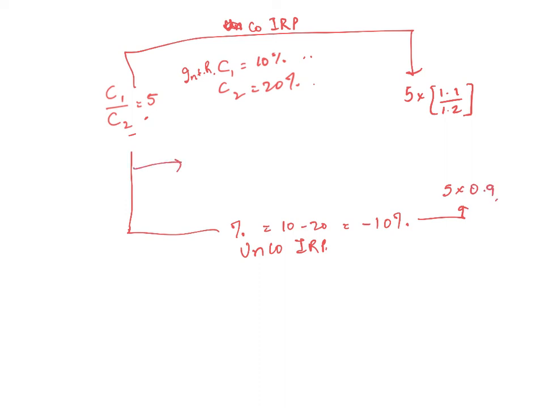Then let's talk about Fisher. We are assuming a number here: let's say the real rate of interest throughout the world is 4%. So the inflation rate in C1 is 6%, in C2 is 16%. As per purchasing price parity, the exchange rate is going to be depreciating by 10%. So it's going to be 5 into 0.9.